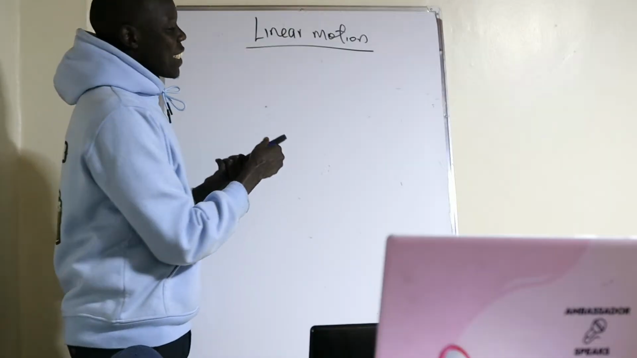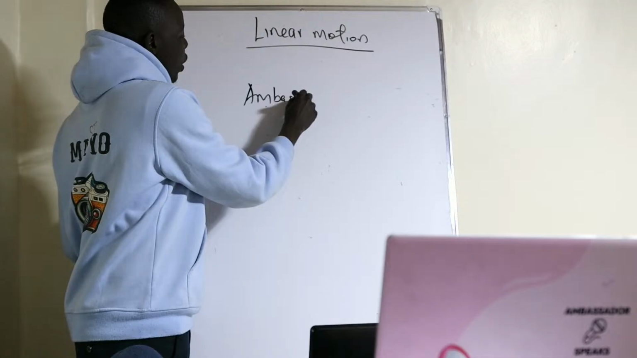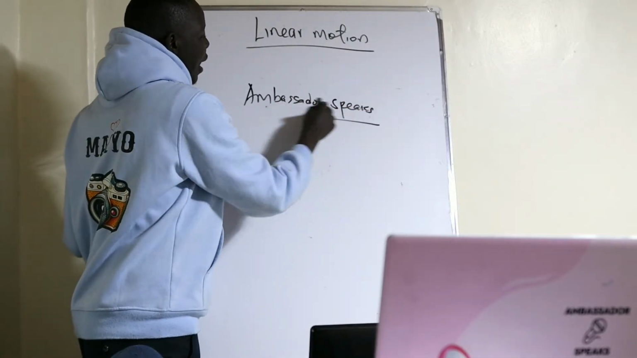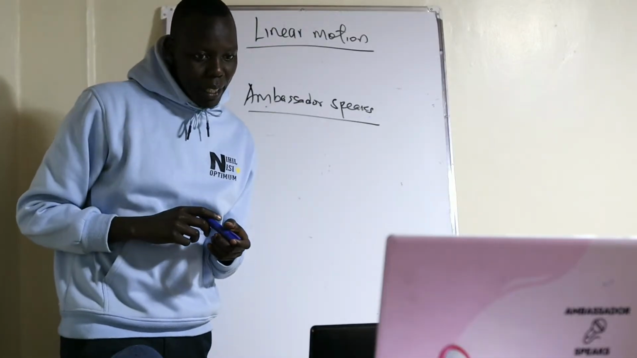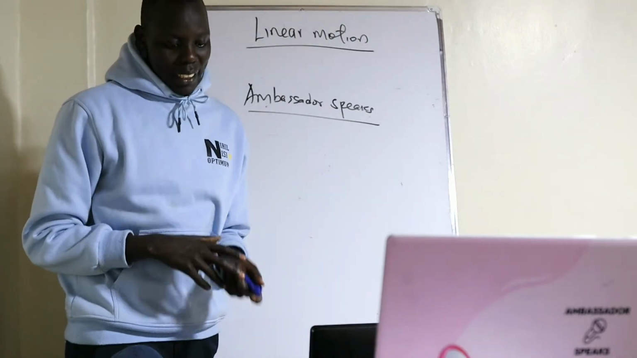For example, if I write "ambassador speaks", can you see what I'm writing on the board? Is it visible? Because sometimes balancing the light is also a problem, but I hope you can see me. I'm waiting to see a text showing that you can see me.